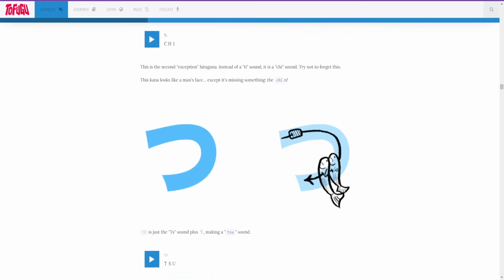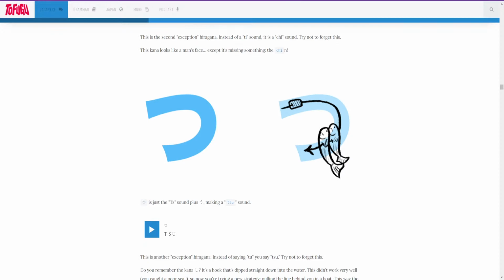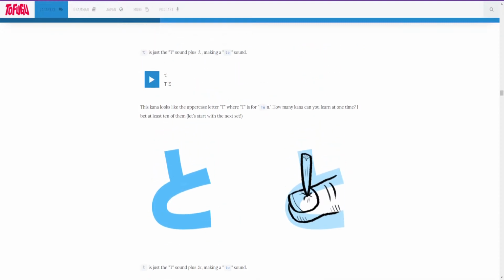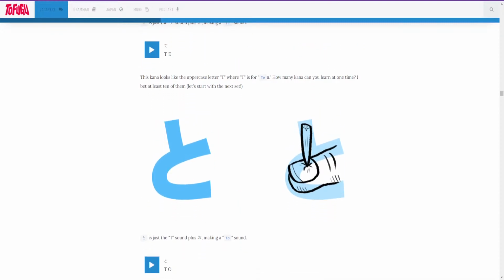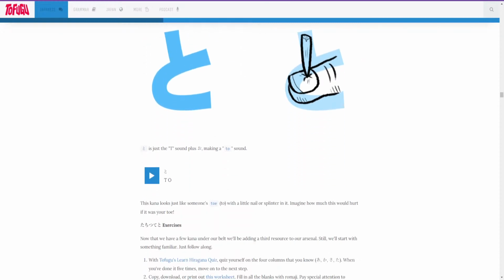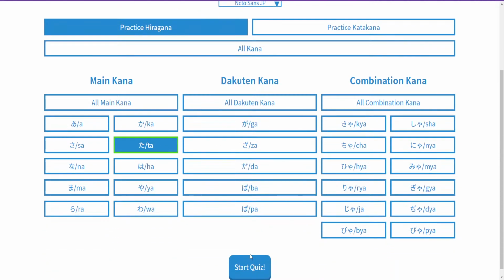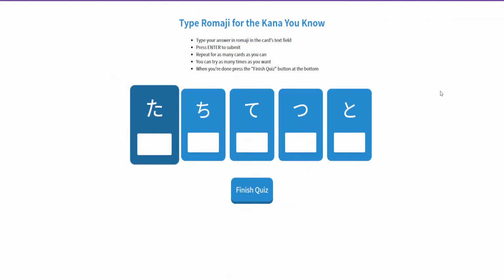So chi. Next is the second exception, tsu, like you call it tsu more fish with your sideways hook, tsu. Next we have te, which looks like a T and you're gonna spell it 10, te. And then finally to, which is the kana, looks like a toe being hit with a nail, to. Alright, real quick we're gonna go ahead and do a quiz just on the ta column, so it's only 5.